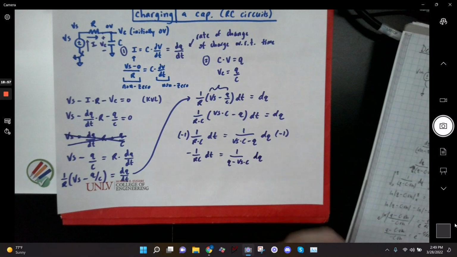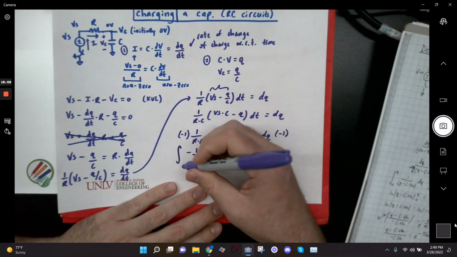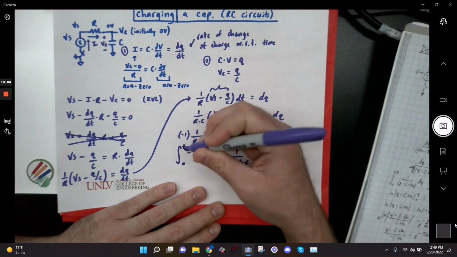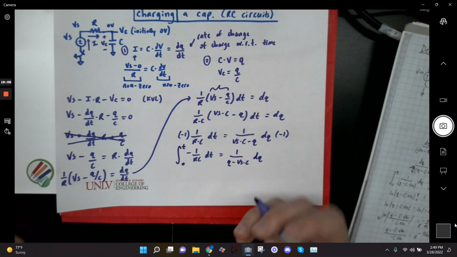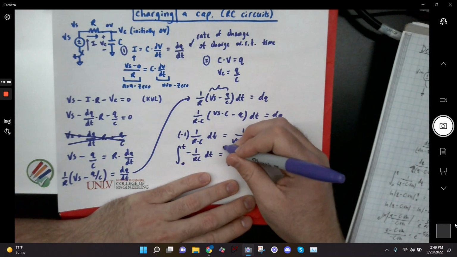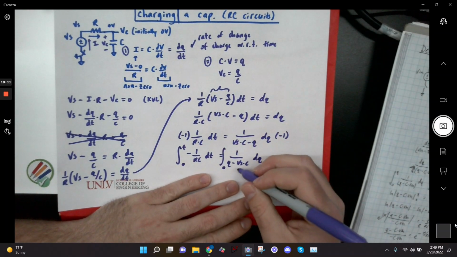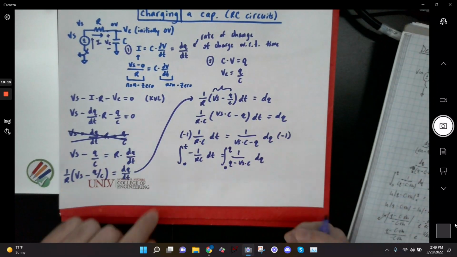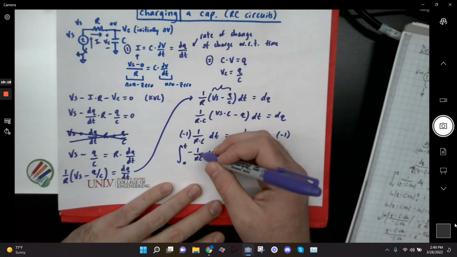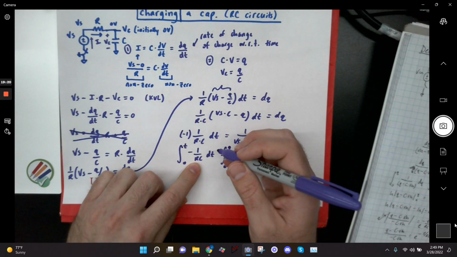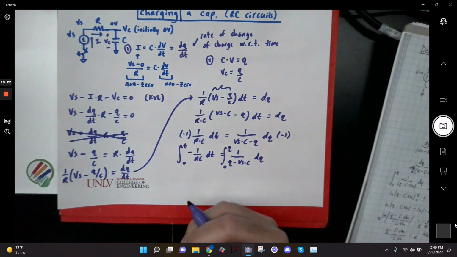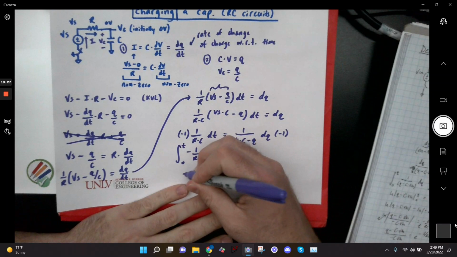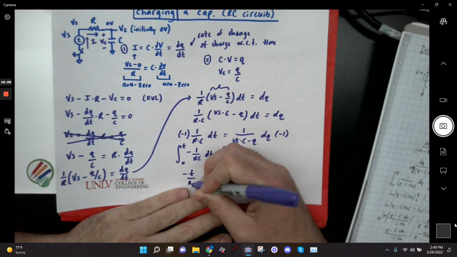Okay, and so now I can integrate both sides. I'm going to integrate from time 0, which is when the switch closes, up to some time t, when I would want to check the voltage across the capacitor. Then I'm going to integrate from 0 charge, which is my initial charge across the capacitor, to some charge q at that time t. This entire term is just a constant, 1 over rc, where r is some resistance and c is some capacitance. So when I take that integral, all I get is negative t over rc.